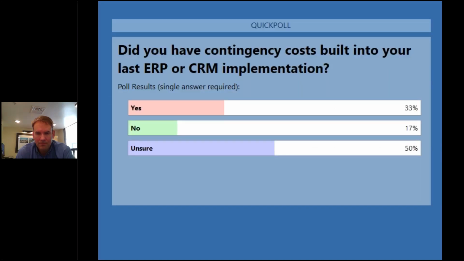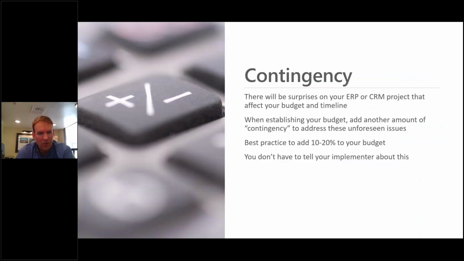All right, looks like we have most of the responses in here. 33% of people said that yes, they did have those costs built in. 17% said no, and 50% were unsure. Okay, well, thanks for your feedback on that. Certainly hope in your next project that you do budget for some contingency to make sure that you're in good shape and you can handle some wrinkles or curveballs that get thrown at you throughout the project.